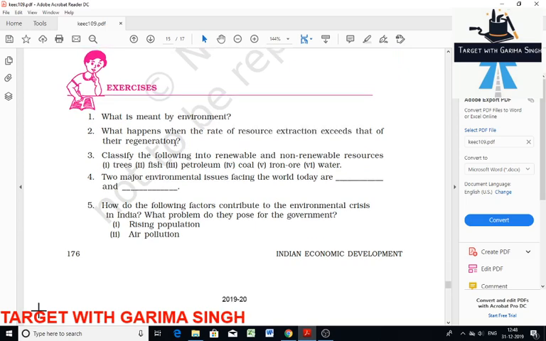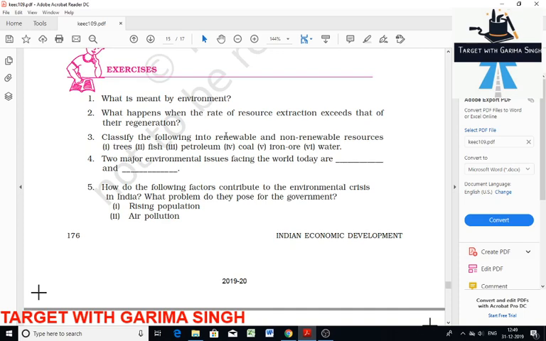Next is, what happens when the rate of resource extraction exceeds that of their regeneration? Environment includes sun, soil, water and air, which are essential ingredients for the sustenance of human life. The carrying capacity of the environment implies that resource extraction is not above the rate of regeneration of the resources, and the waste generated is within the assimilating capacity of the environment. So the carrying capacity of the environment helps to sustain life. Absence of carrying capacity of the environment means absence of life.